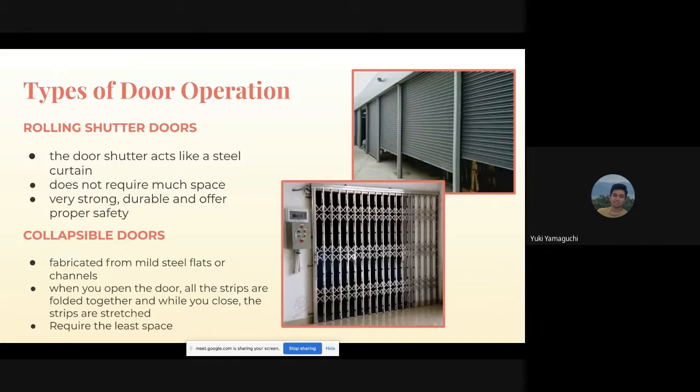Then we have the collapsible doors. It is fabricated from mild steel flats or channels. When you open the door, all the strips are folded together, and while you close, the strips are stretched. It requires the least space, which is why it's usually used for locking the elevator doors.